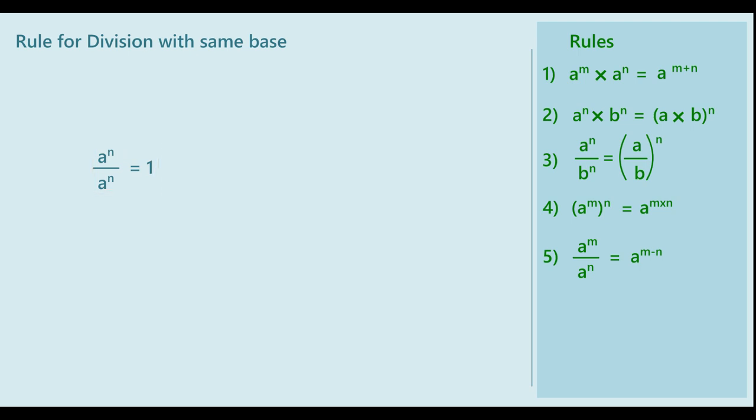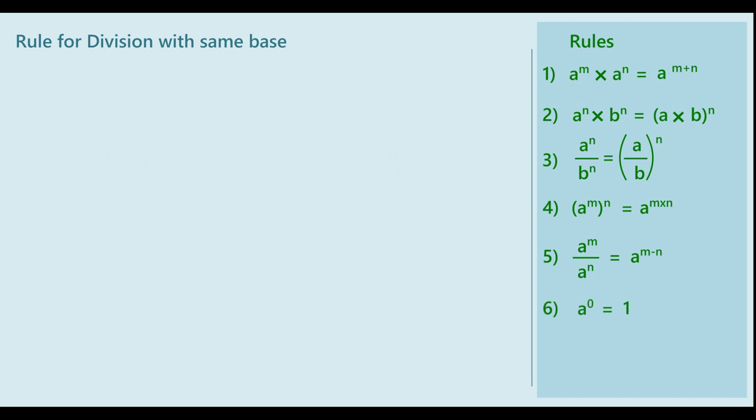Now, if we try to apply the rule a raised to m divided by a raised to n is equal to a raised to m minus n here, it suggests that a raised to n divided by a raised to n is equal to a raised to n minus n, that is, a raised to n minus n is equal to 1, or a raised to 0, which is equal to 1. Fantastic! So, we define a raised to 0 to be 1.